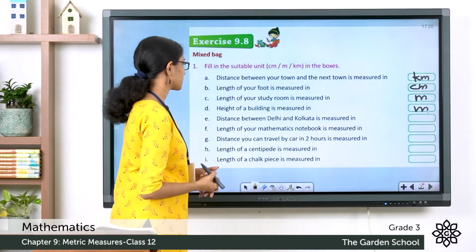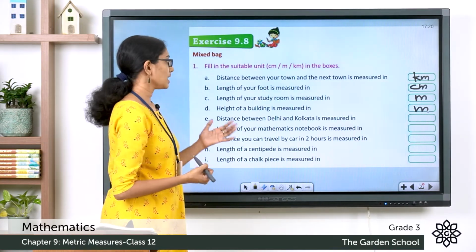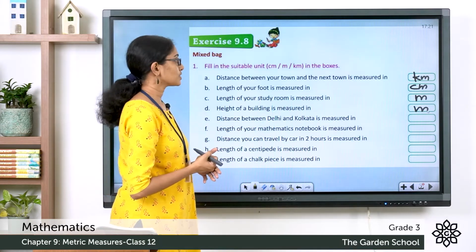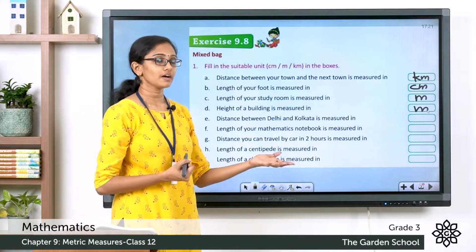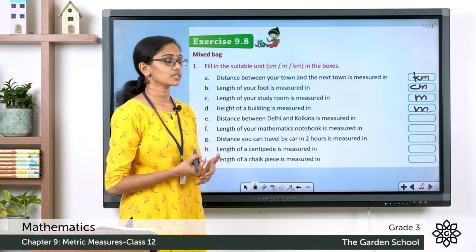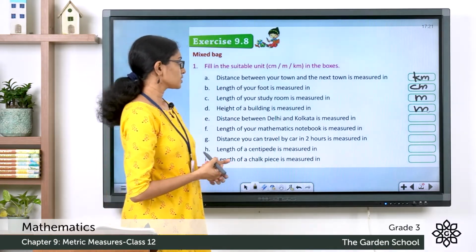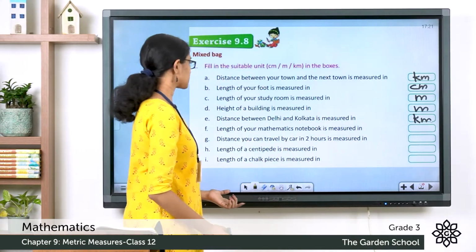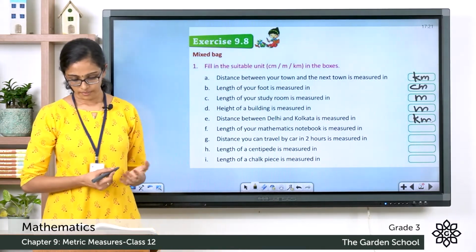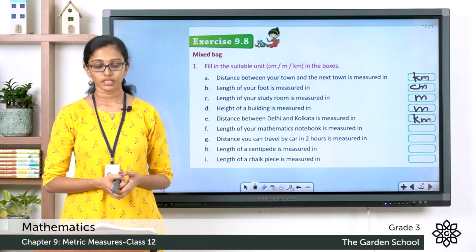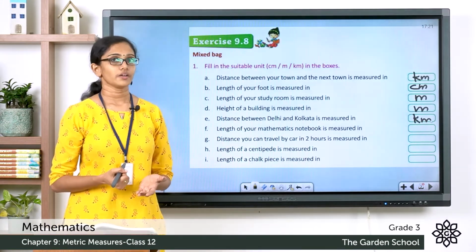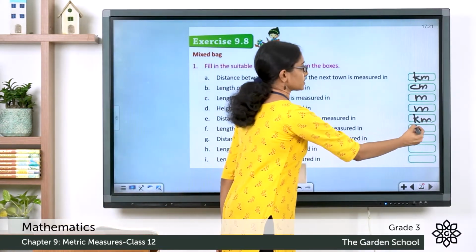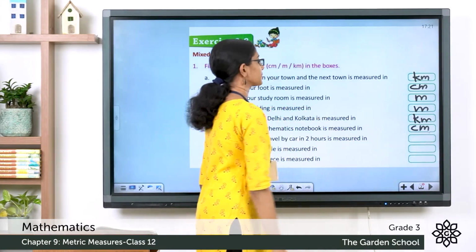Now the fifth one, the distance between Delhi and Kolkata is measured in. That's the distance between two cities, which can be measured in terms of kilometers. You have learned geometrical distance can be measured in terms of kilometers. So let's write kilometer here. Now what about the next one? Length of your mathematics notebook is measured in. Can it be measured in meters? No. Kilometers? No. So here the possible choice is centimeters. So let's write centimeter here.